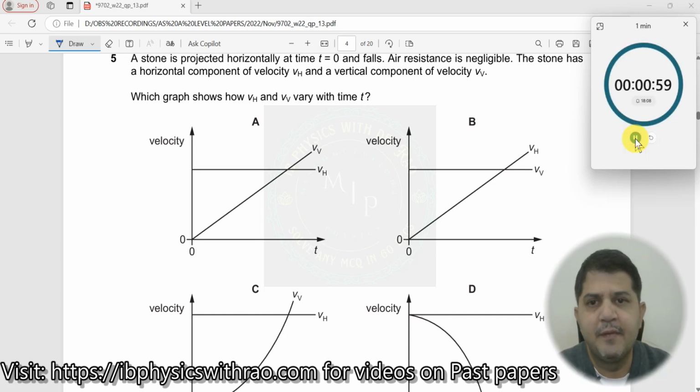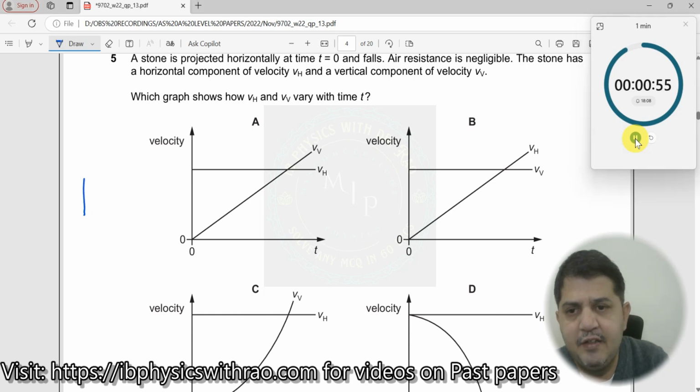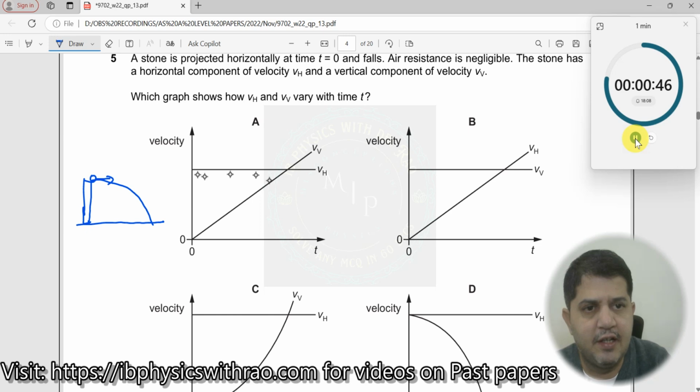Question number 5. A stone is projected horizontally at time t equal to 0 and falls. So you are standing on top of a cliff, though it is not given. You are projecting it horizontally and it falls. So when it falls, what happens? It falls like this, describing a projectile motion, horizontal projectile.